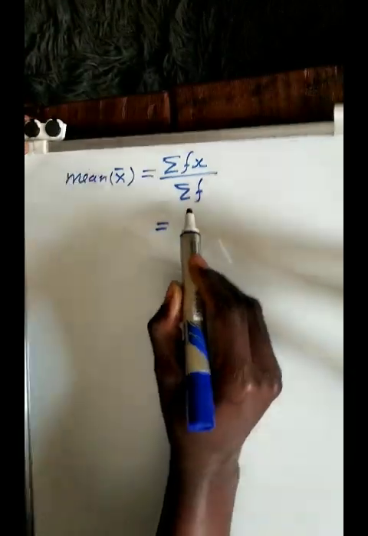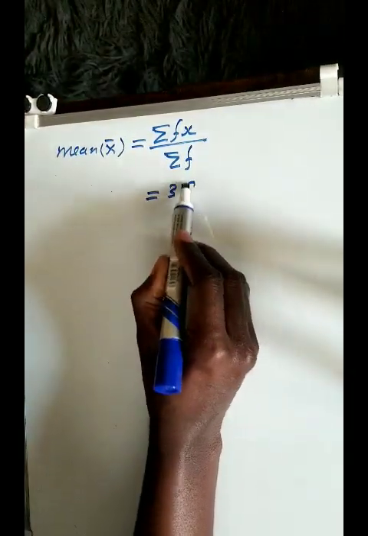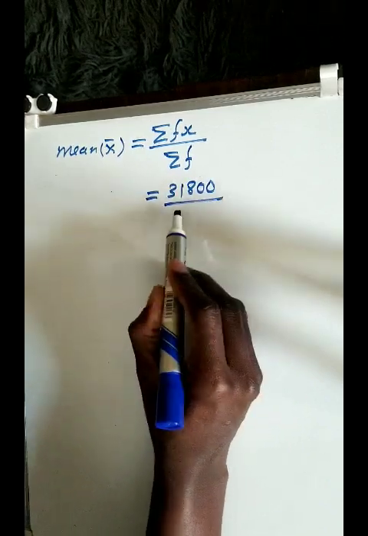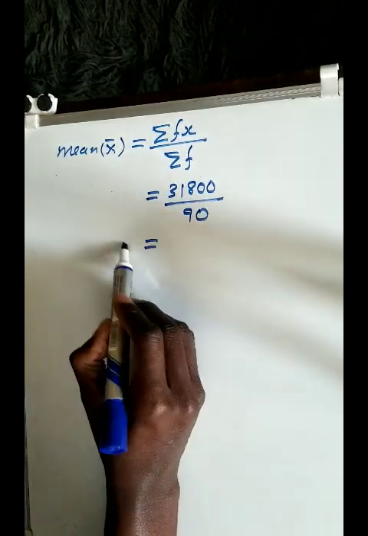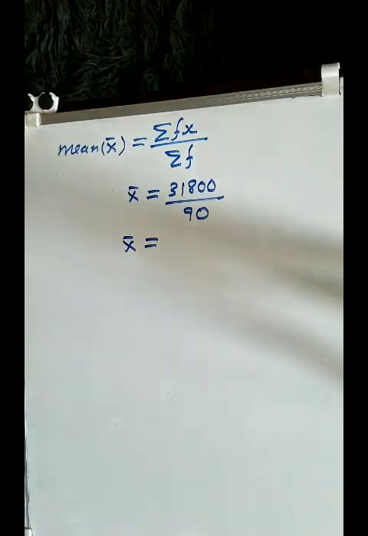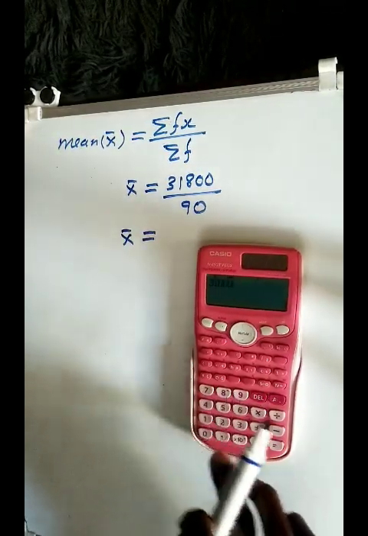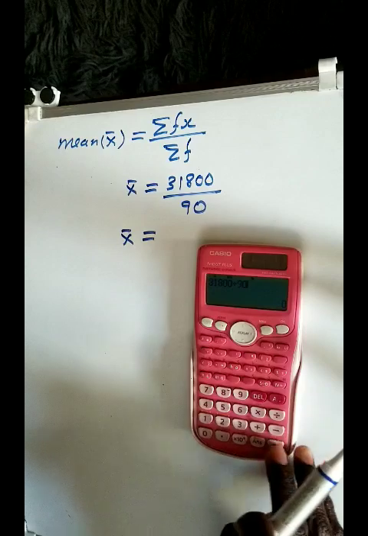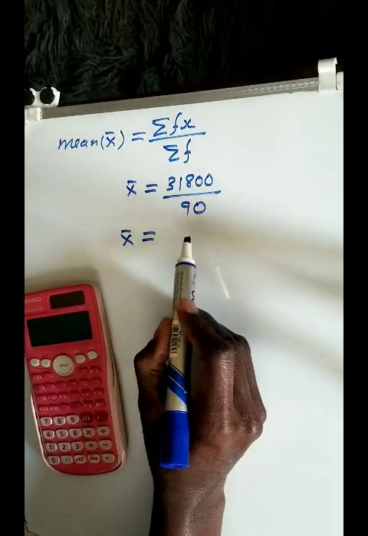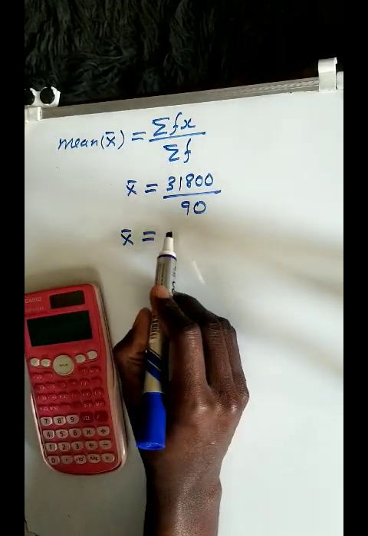So if you notice, we got 31,800 divided by the frequency, which was 90. So what is the mean that we are getting? If you use your calculator, 31,800 divided by 90, to three significant figures.